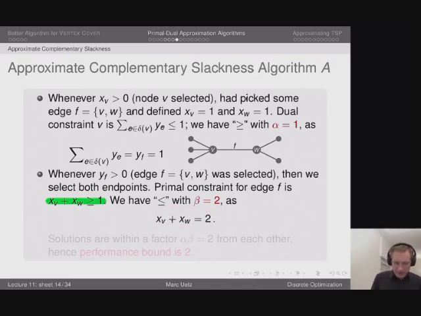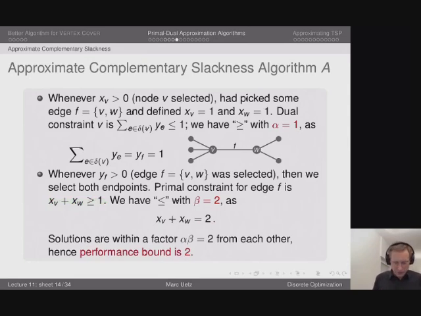Okay, and that means indeed what we already knew, that these two solutions, primal and dual solutions that we are computing with this algorithm, are a factor alpha times beta apart from each other. Alpha was 1, beta was 2, so that gives this performance guarantee of 2. Okay, so now that we have seen that the simple algorithm for vertex cover can be embedded into a more general idea, namely of computing approximately slack primal and dual solutions, let's try to do the same thing at least for one more problem, okay?